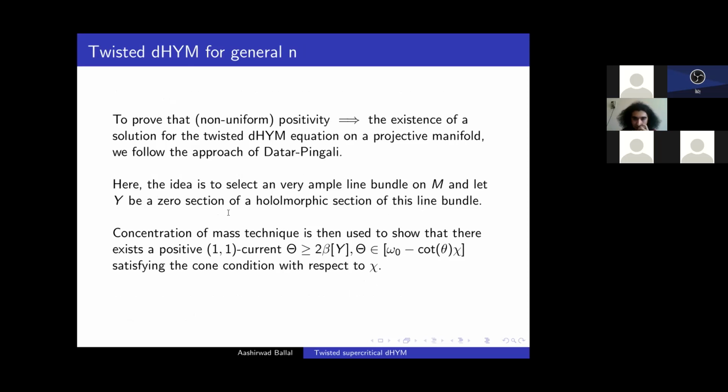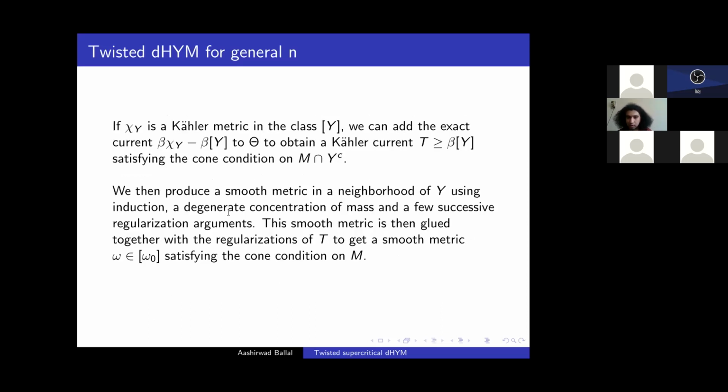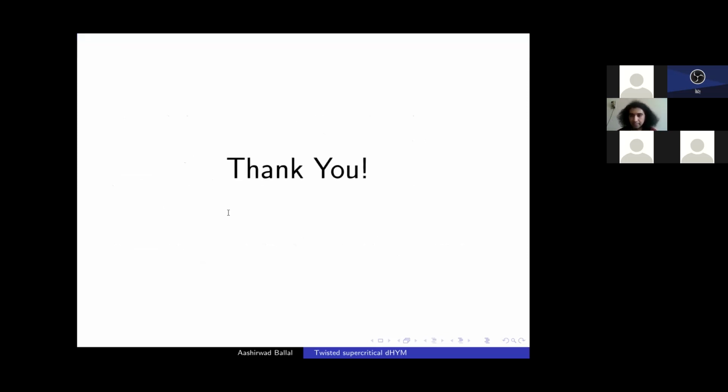And once we've done that, we can apply the results in the paper of Professor Ved and Vamshi on the generalized Monge-Ampere equation to show, using a similar approach, that on a projective manifold, the non-uniform positivity condition is equivalent to the existence of the solution. That's it. Thanks.